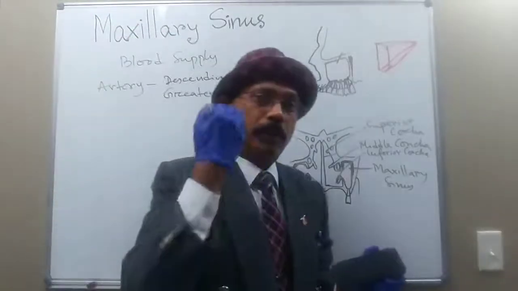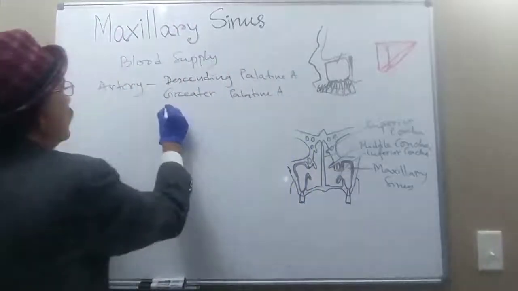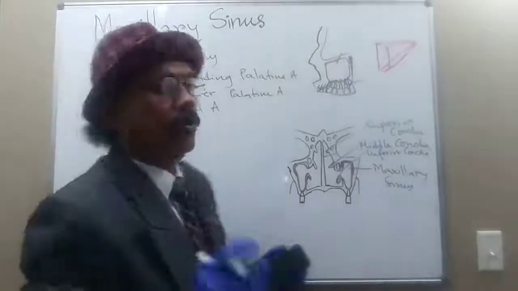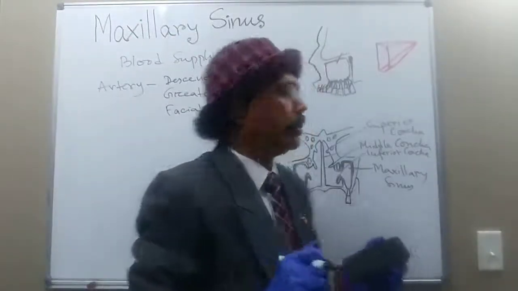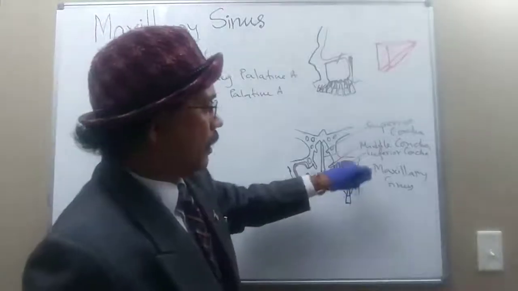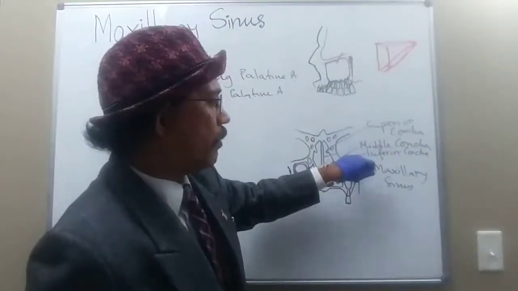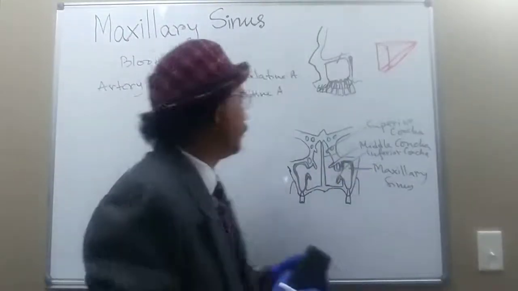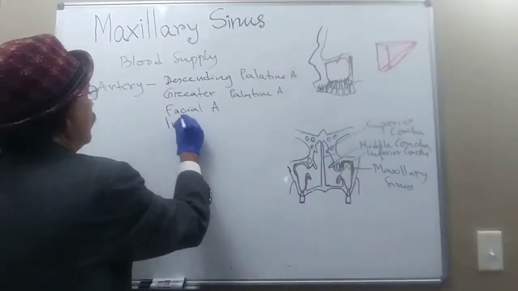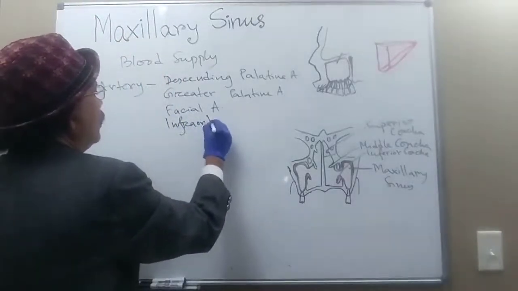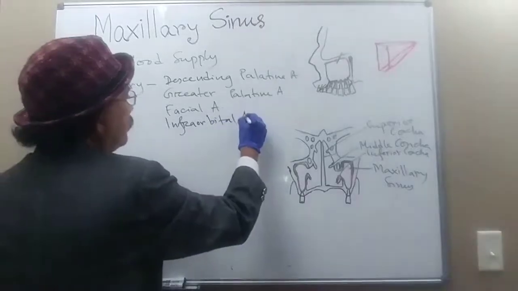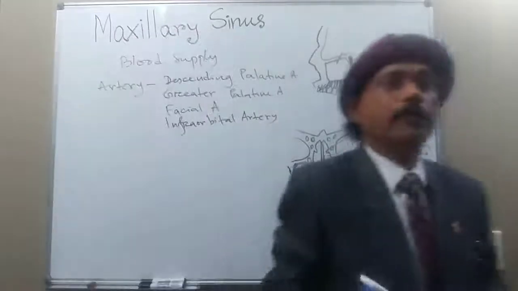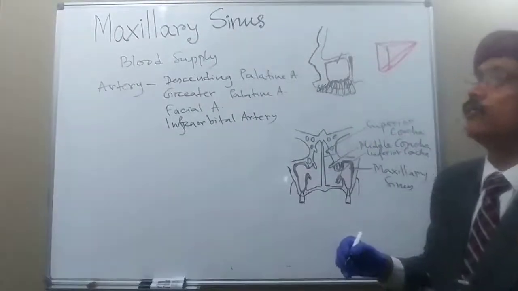We have also blood supply from the facial artery. Blood supply is also from the infraorbital artery because in the floor of the orbit we have the infraorbital foramen and canal that passes the infraorbital nerve and the vessels. So infraorbital artery, we got the arterial supply. Okay, now we'll go to the venous drainage.